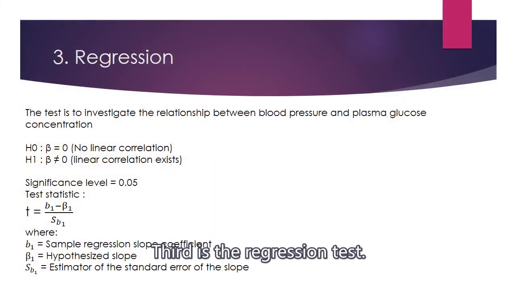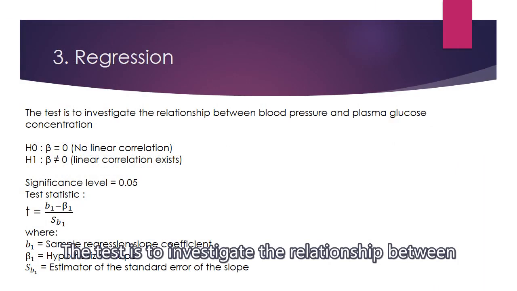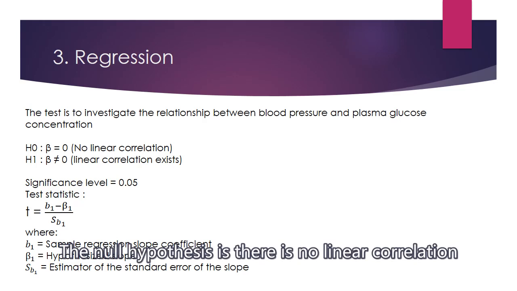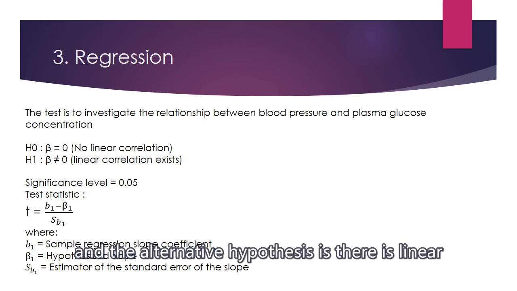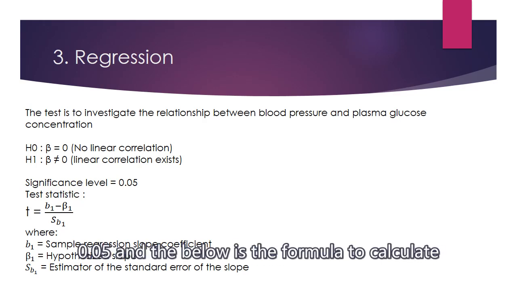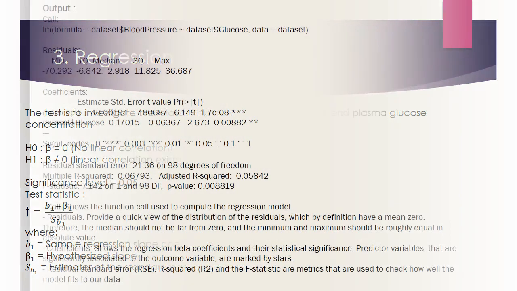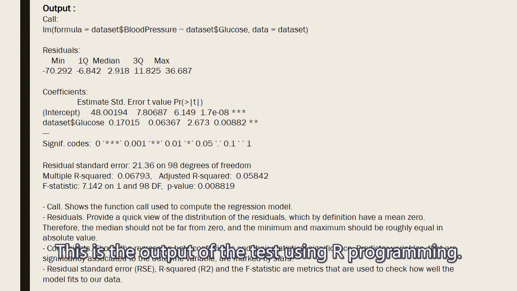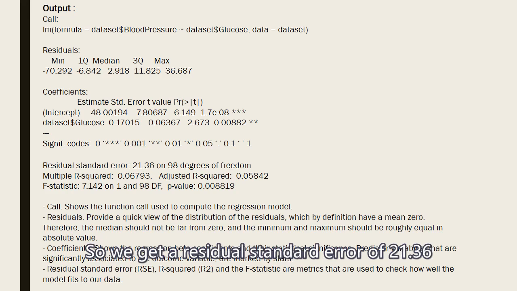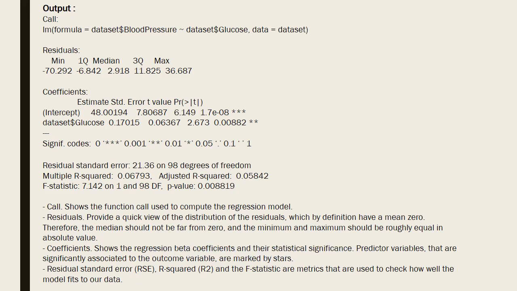Third is the regression test. The test is to investigate the relationship between blood pressure and plasma glucose concentration. The null hypothesis is there is no linear correlation, and the alternative hypothesis is that a linear correlation exists. The significance level used is 0.05, and below is the formula to calculate the test statistic. This is the output of the test using R programming. So we get a residual standard error of 21.36 on 98 degrees of freedom.